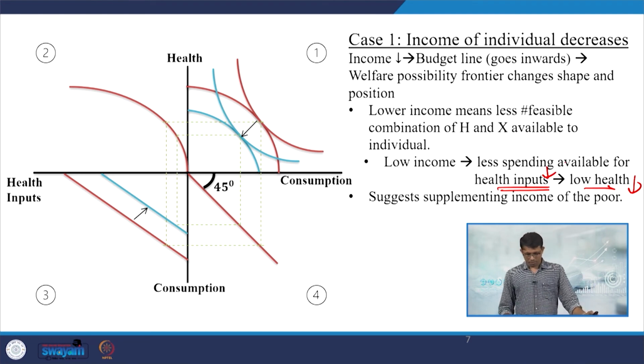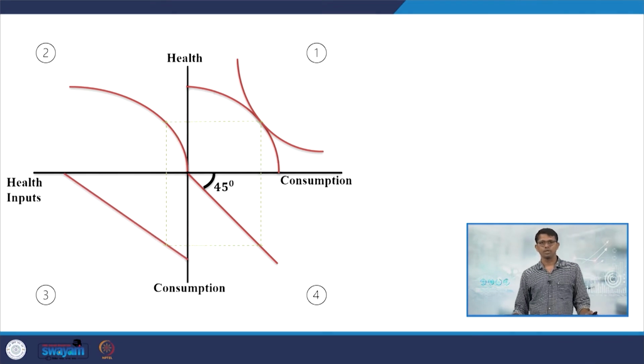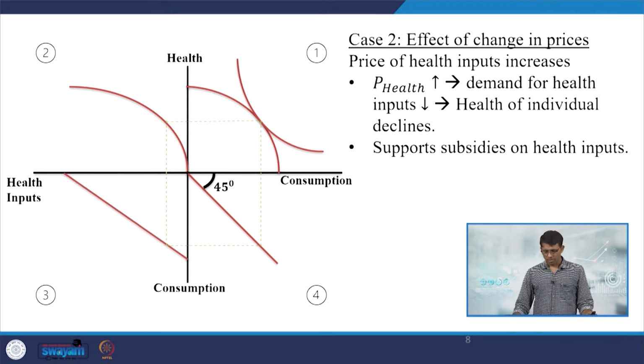This suggests supplementing income to the poor people, since they usually carry poor health, and hence their health inputs are less, and eventually they will be in a trap, a health trap. Now we are explaining another context, the effect of change in prices.